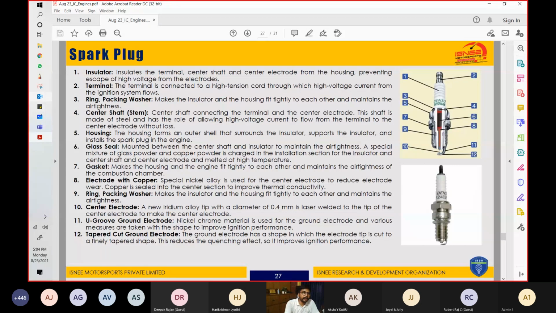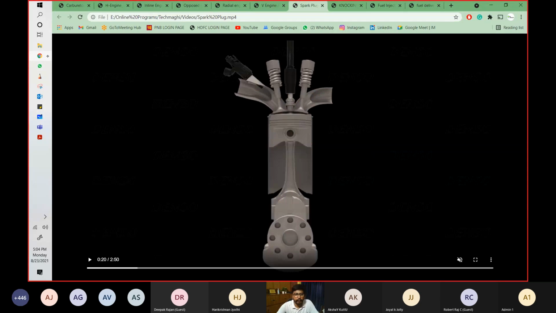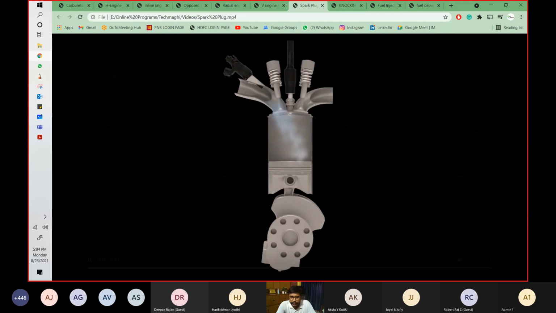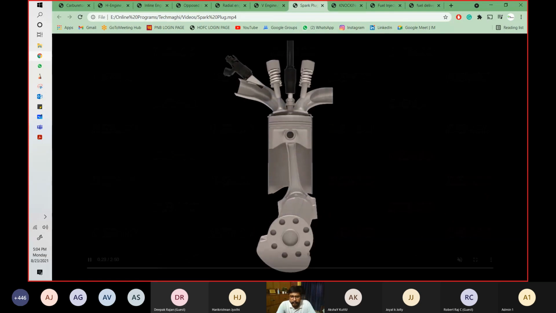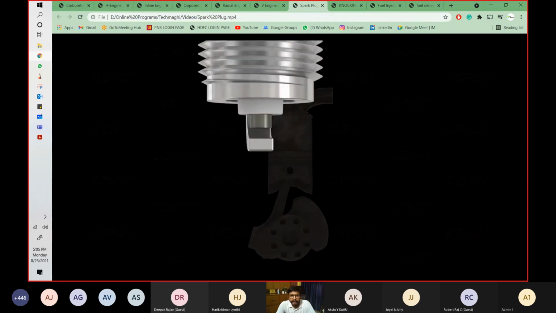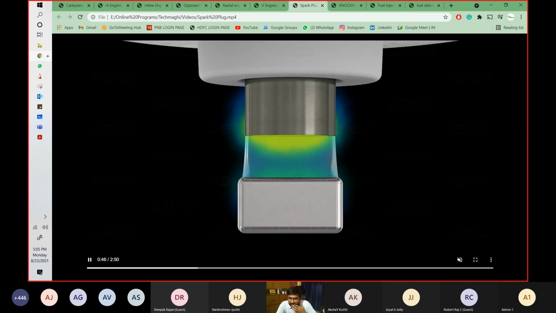Now I'll show you a video that tells you the working of a spark plug. So this is an engine cycle, the engine that is working, and you will see that the spark is creating the sparks over here. So this is a 4-stroke SI engine and this is a spark. This is the place where the actual spark happens, and this is the center electrode. This is the gap that is to be maintained. If this gap is less, there will be a problem. If this gap is more, there will be a problem.